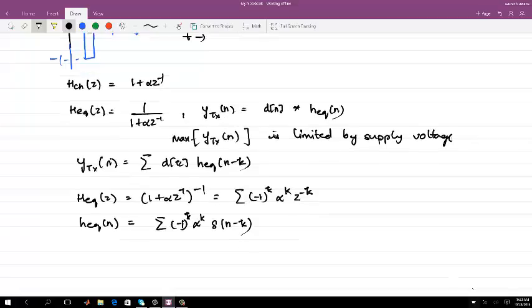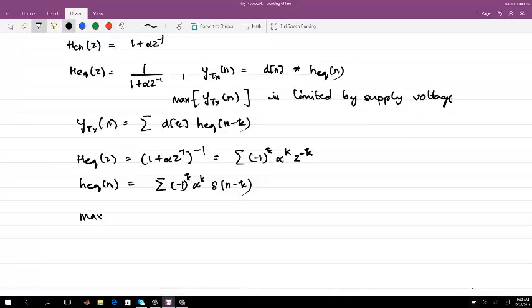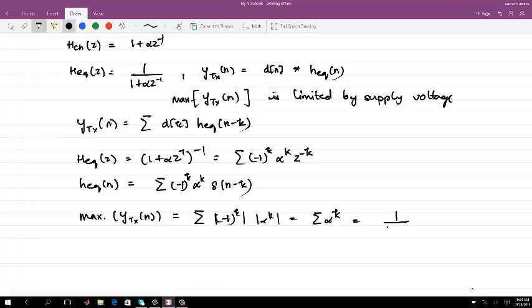Right? Now if I want to find the maximum of ytx of n, we know d of k are the bits, so this can be positive or negative. I will apply a mod on this. Minus 1 power k, and delta of n is 1 or minus 1. That's the maximum value. So you have the summation of alpha power k, which is equal to 1 by 1 minus alpha.